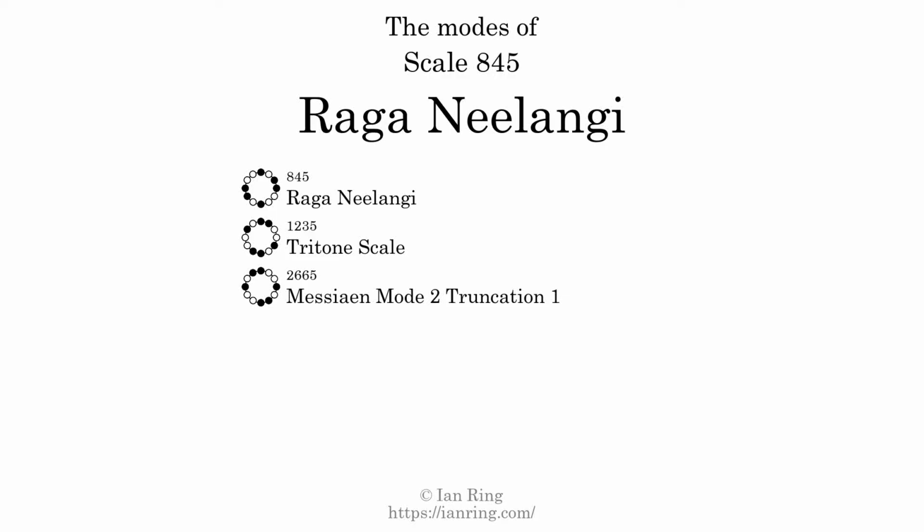The third mode is scale 2665, also known as Messiaen mode 2 truncation 1. It sounds like this.